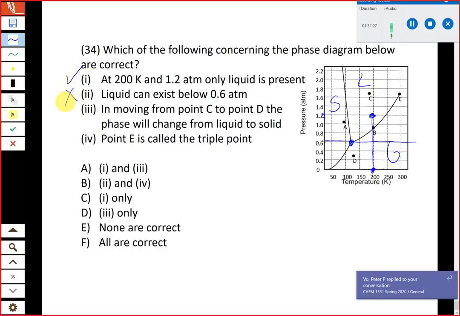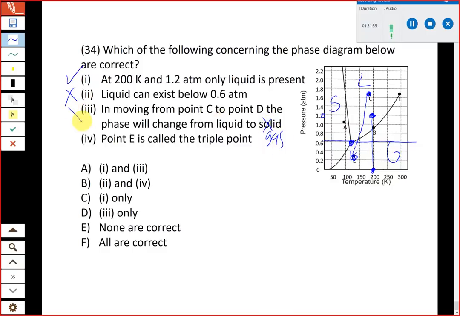And then in number three, moving from point C to point D in the diagram, the phase will change from liquid to solid. So here we're at point C, where we're starting as a liquid, so that part is true. But if we go to point D here, that's going to be in the gas part of the diagram, below the liquid gas line and to the right of the solid gas line. So this is going to go from liquid to gas, not liquid to solid. So this one is also going to be wrong, false.